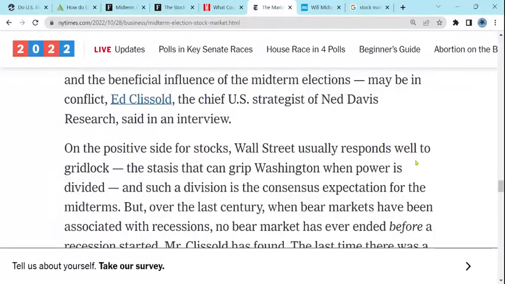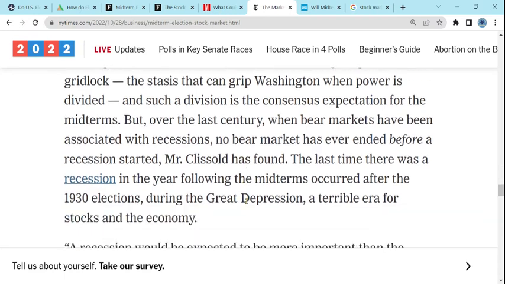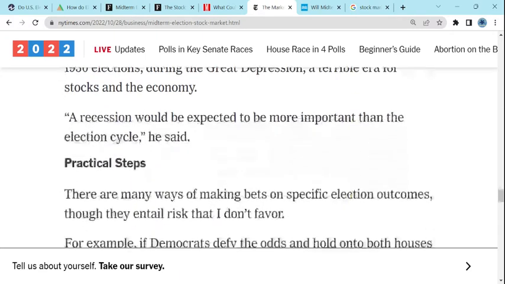On the positive side, Wall Street usually responds well to gridlock, the status that can grip Washington when power is divided. And such a division is the consensus expectation for these midterms. But over the last century, when bear markets have been associated with recessions, no bear market has ever ended before a recession started. The last time there was a recession the year following the midterms occurred after the 1930s election during the Great Depression. So a recession would be expected to be more important than the election cycle.